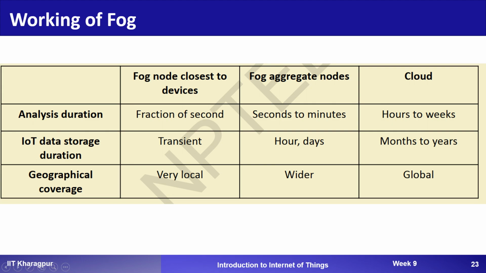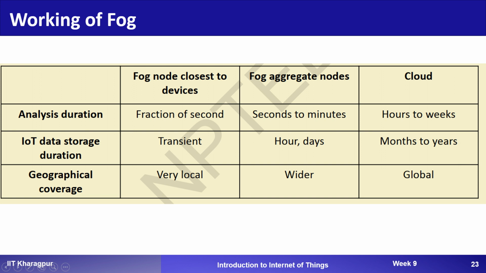Then the IoT data storage duration. So in case of your fog node which are closest to the devices, the storage is transient. In case of fog aggregate nodes, it may vary from hours to days, and for clouds it may vary from months to years. So it depends upon the end user for the amount of time they want to store their data in case of your cloud.